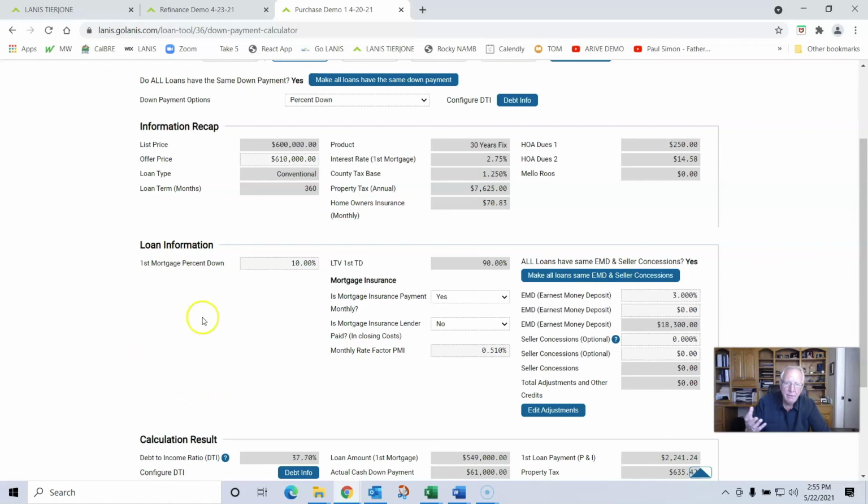So there you have some scenarios that you can work with, and you've got the flexibility to make all this thing happen for you.